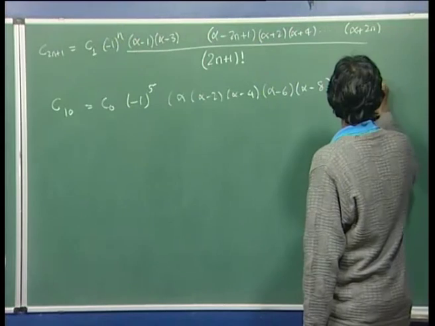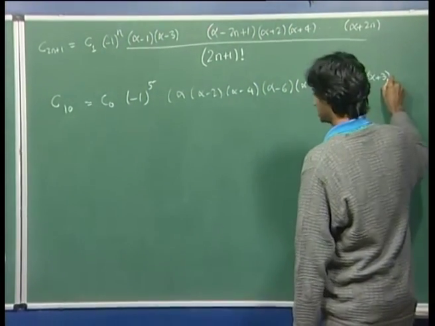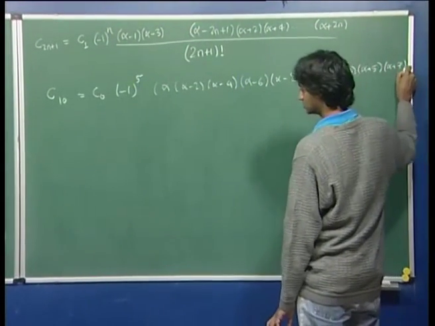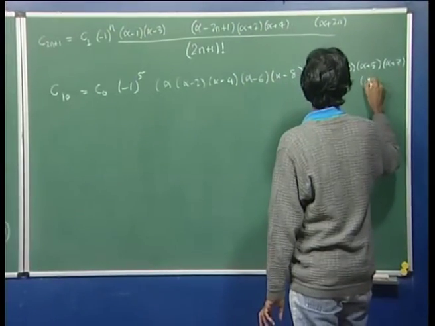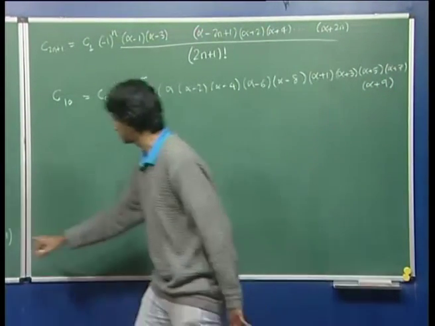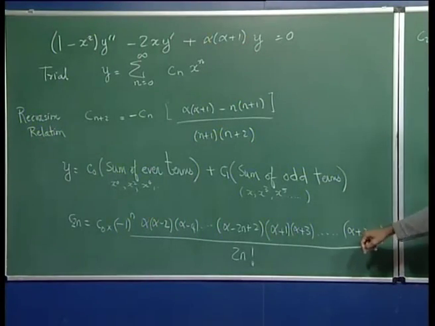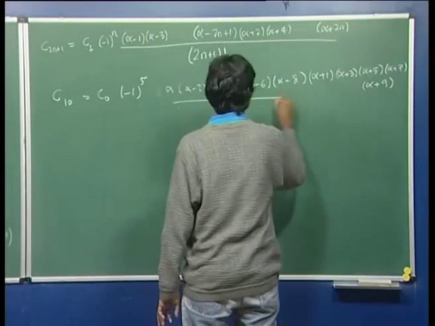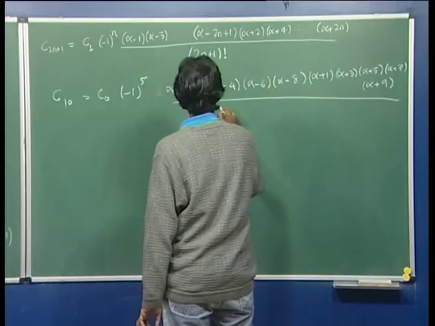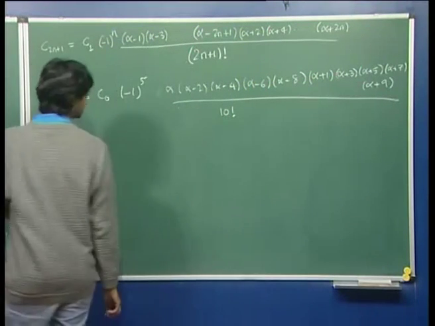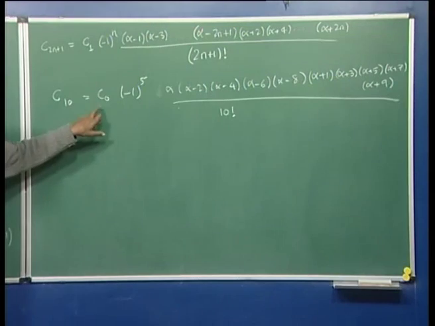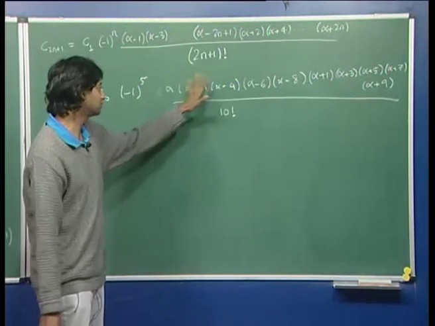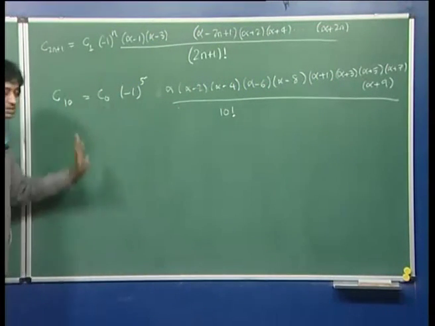And then you have alpha plus 1, alpha plus 3, up to alpha plus 7, alpha plus 9. So, all the way to alpha plus 2n minus 1, where 2n is 10, so 10 minus 1 is 9. It goes all the way to alpha plus 9. This whole thing is divided by 2n factorial, that is 10 factorial. So, C10 can be expressed in terms of C0. Notice that all this is just a constant that depends on alpha, so it is some constant depending on alpha times C0.